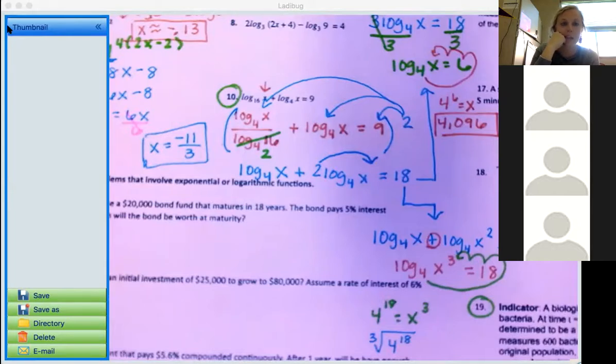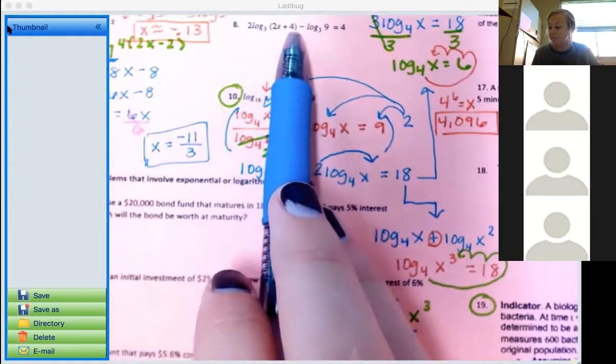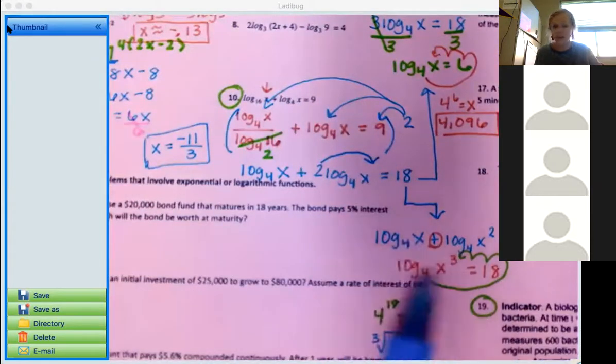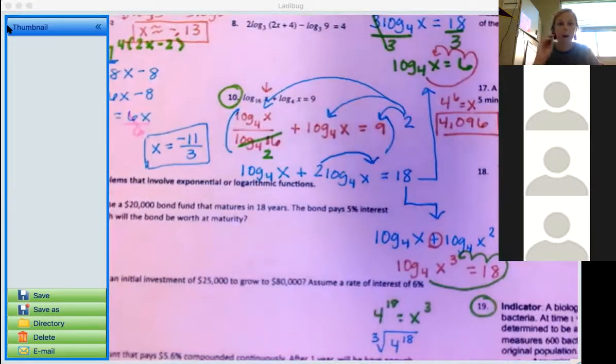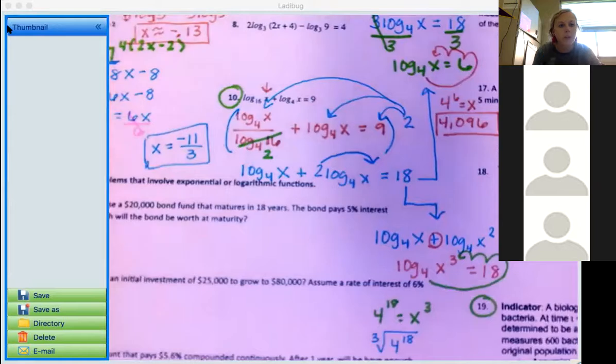Are y'all good with 10? For number 8, isn't it like similar to number 10? 8 is similar, yep. So once you condense number 8, it's just like this down here. You'll do loggy froggy, and then I think it ends up being a quadratic, yeah, because you would have 2x plus 4 squared. I'll show y'all mine and you can check, unless somebody needs me to do it.